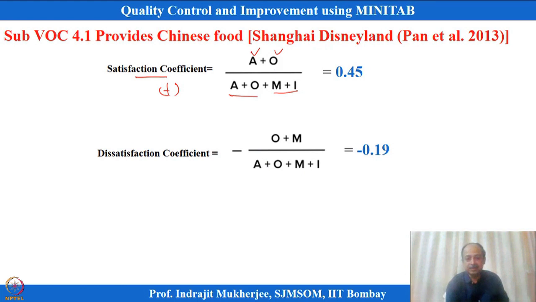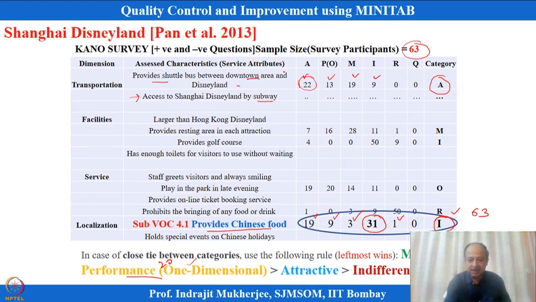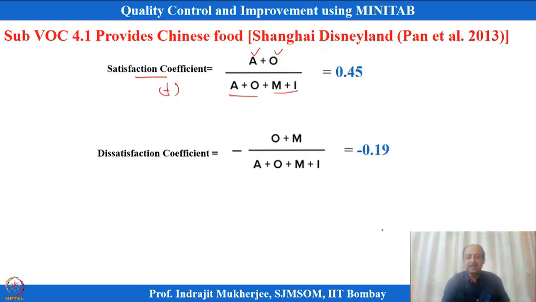So, out of all the people for that voice of the customer, how many mentioned attractive features? If you go back to providing Chinese food, the attractive feature count is 19, and we sum it with one-dimensional, which is 9. So, 19 plus 9, and then we divide by A plus O plus M plus I, which is the total of the matrix. So, 19 plus 9 divided by 19 plus 9 plus 3 plus 31. That gives me an index of about 0.45.